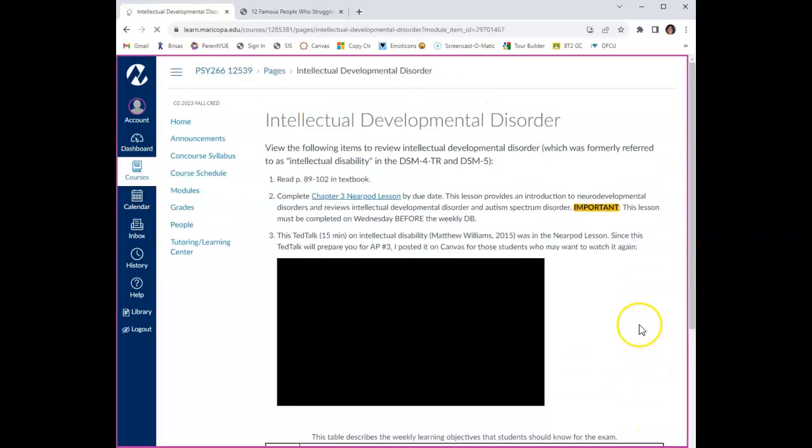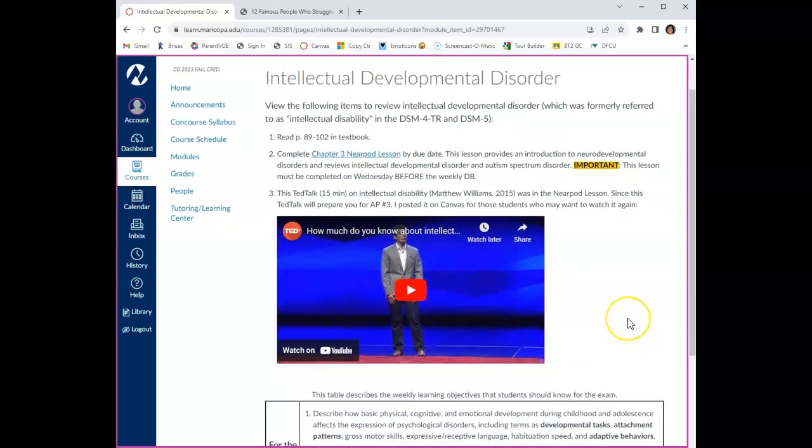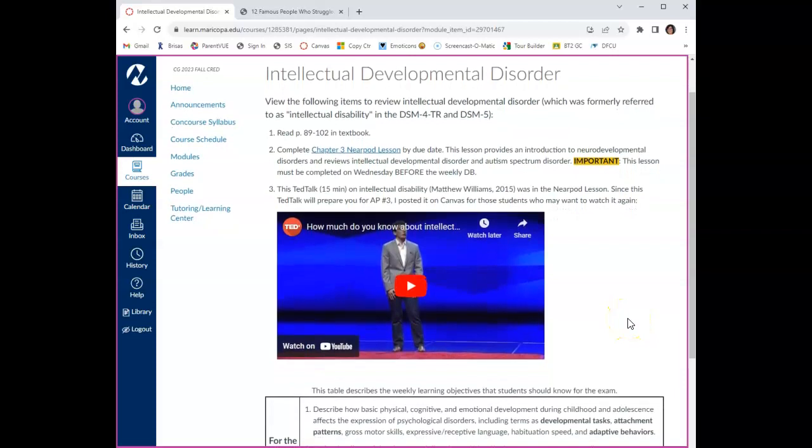This chapter is separated into 4 sections. The first section is intellectual developmental disorder. This disorder was formerly referred to as intellectual disability. This disorder reflects intellectual and adaptive functioning deficits in conceptual, social, and practical domains. In the distant past, this disorder was also referred to as mental retardation.